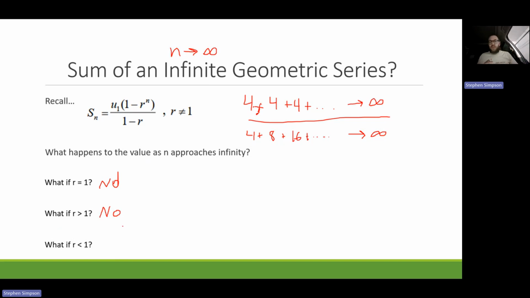What if r is smaller than 1? So what if we cut this in half each time? Now we're still adding a bunch, but notice what we're adding gets smaller and smaller and smaller. And keep in mind, this is essentially like exponential growth or decay. So it happens fast.